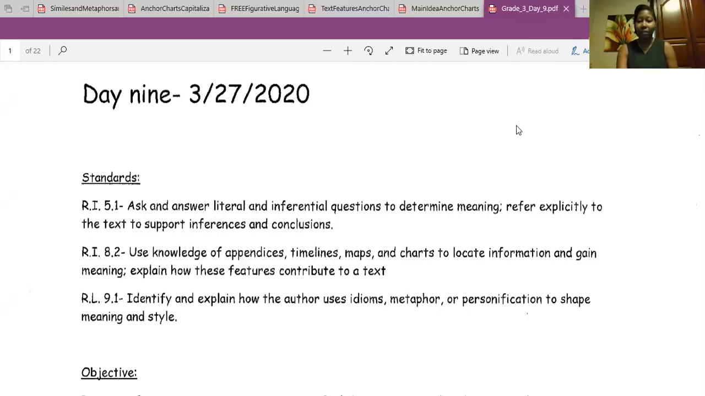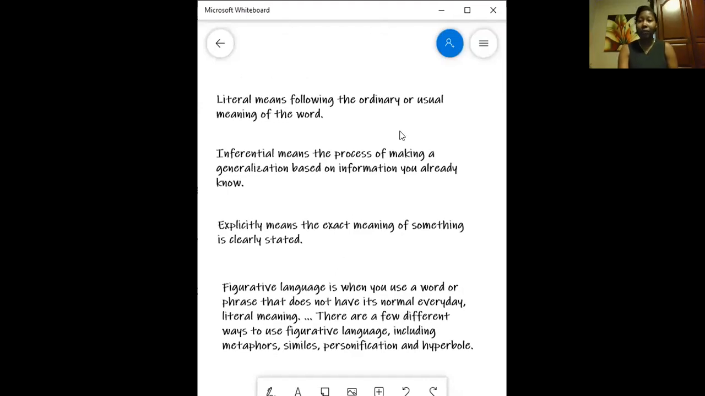As we've discussed in class before, literal means following the ordinary or the usual meaning of the word. So whatever the word says is what it means. And inferential means the process of making a generalization based on information you already know. For example, if in the passage it says that the girl's eyes were watering and she had a frown on her face, you can infer that the girl was what? That's right, sad.